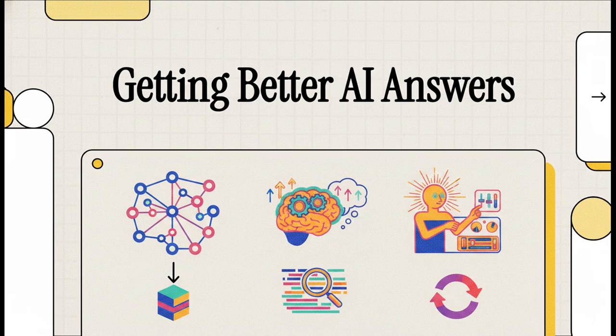We all want better, more accurate answers from our AI tools, don't we? I mean, that's the whole point. But how do we actually get them? Well, it turns out there are three pretty powerful methods for getting the most out of AI models, and today we're going to break them all down.